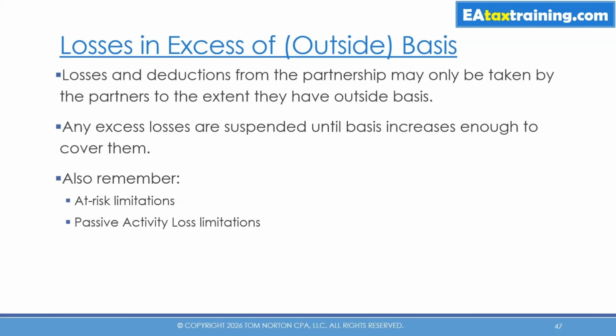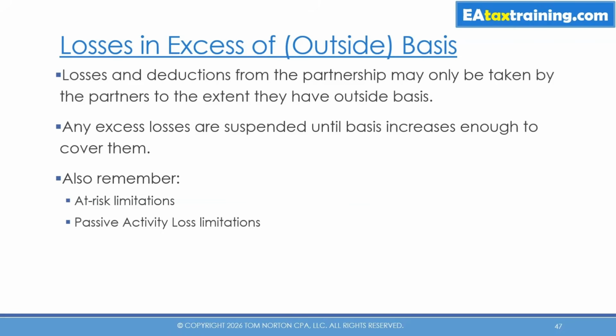So maybe next year you have some profits, which gives you basis, then you can take those suspended losses. Or maybe next year you make an additional contribution of capital to the partnership, which gives you basis, and then you can take those losses. But until you do have that increase in basis, those losses are suspended. Also, you need to always keep in mind the at-risk limitations and the passive activity loss limitations. So we talked about those back in video 4. Don't forget about them.